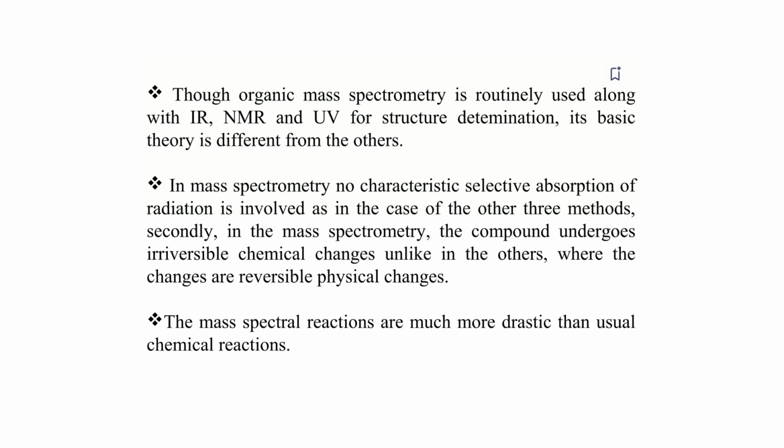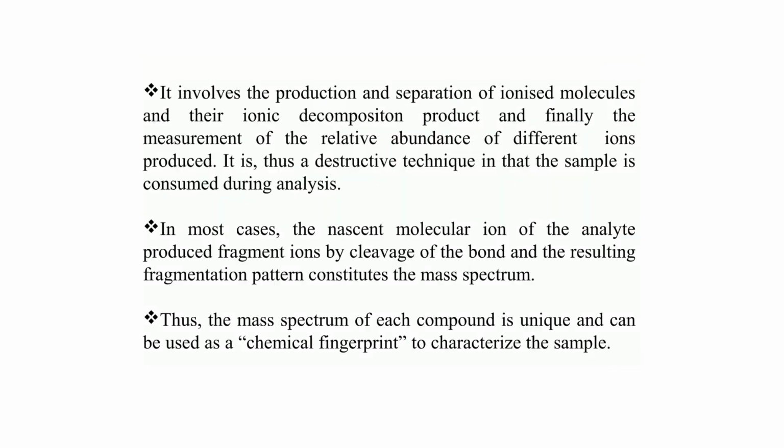Although organic mass spectrometry is routinely used along with infrared, NMR, and UV for structural determination, its basic theory is different from the rest of these techniques. In mass spectrometry, no characteristic selective absorption of radiation is involved, as in the case of these other three methods. And in mass spectrometry, the compound undergoes irreversible chemical changes, unlike the others, where the changes are reversible physical changes. Once the sample has gone through a mass spec, the sample cannot be reused. So the mass spectral reactions are much more drastic than usual chemical reactions.